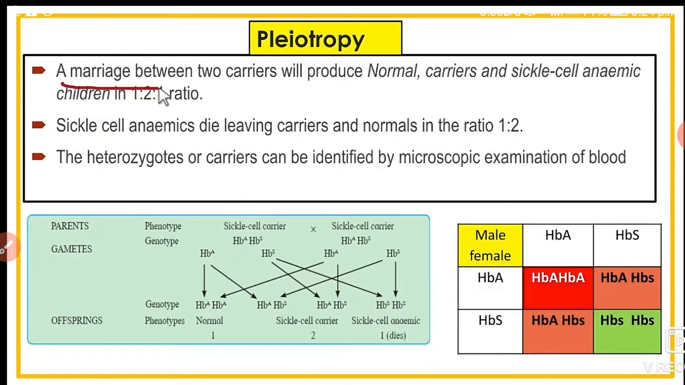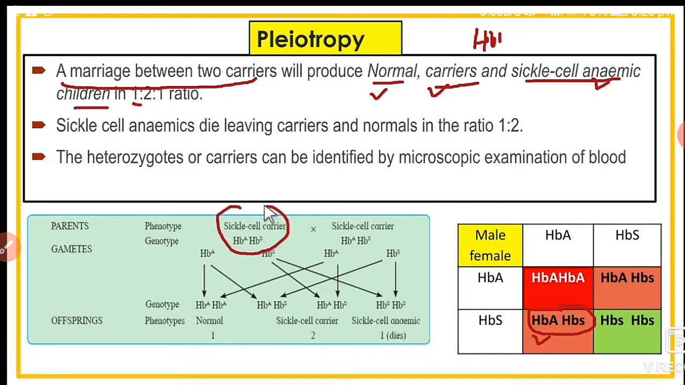Marriages between two carriers produce normal, carrier and sickle cell anemic offspring in a 1:2:1 ratio. If the carriers HBA HBS are crossed with HBA HBS, then it produces one normal, two carriers and one sickle cell anemic, which is responsible for the death of that person.